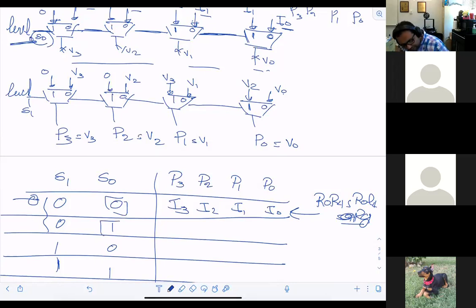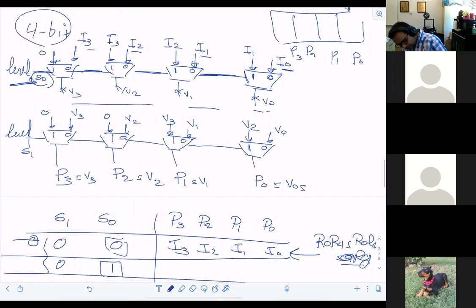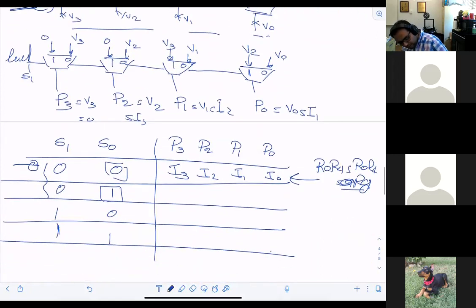But what about if I make S0 equal 1? What will happen? Pretty much this equals I1, that will be I2, that will be I3, that will be 0, right? So here is 0, then I3, I2, I1. So this is what? Shifting towards the right. Exactly, so that's actually shift right. So far, so good.